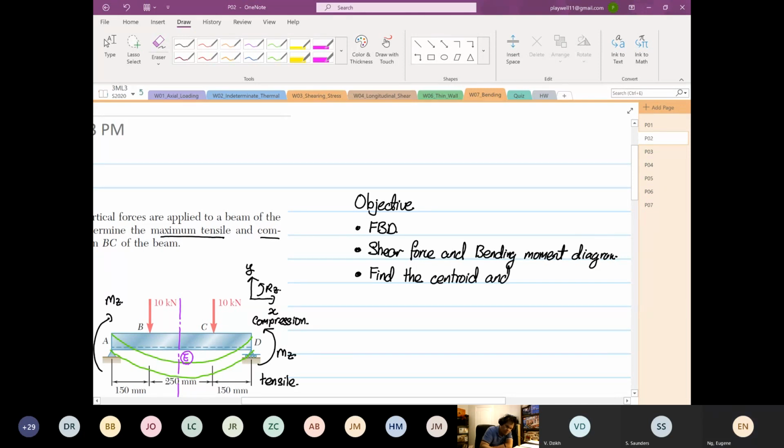the centroid and second moment of area, and then finally we're going to locate stresses at a specific location. Okay, we're going to deal with all of this.